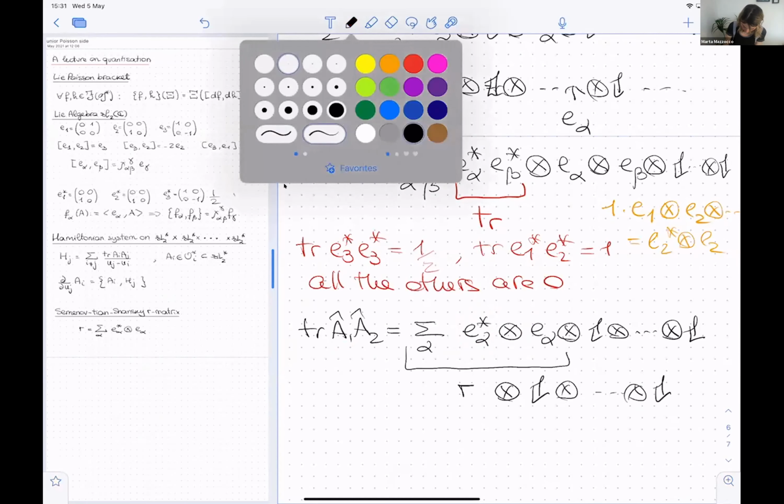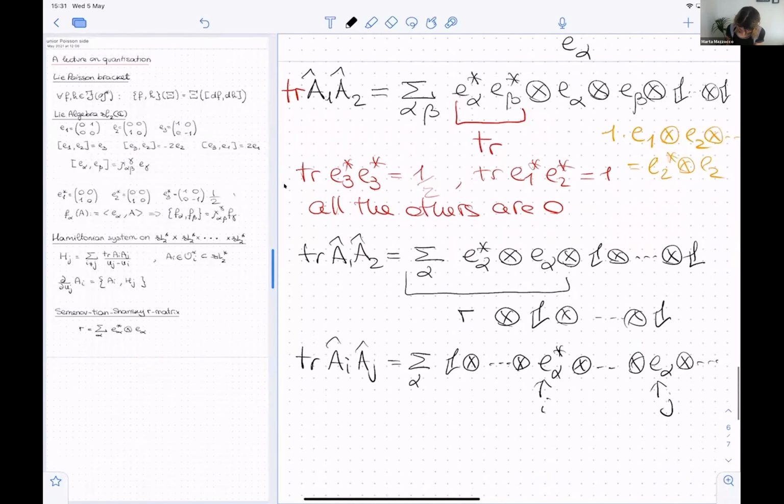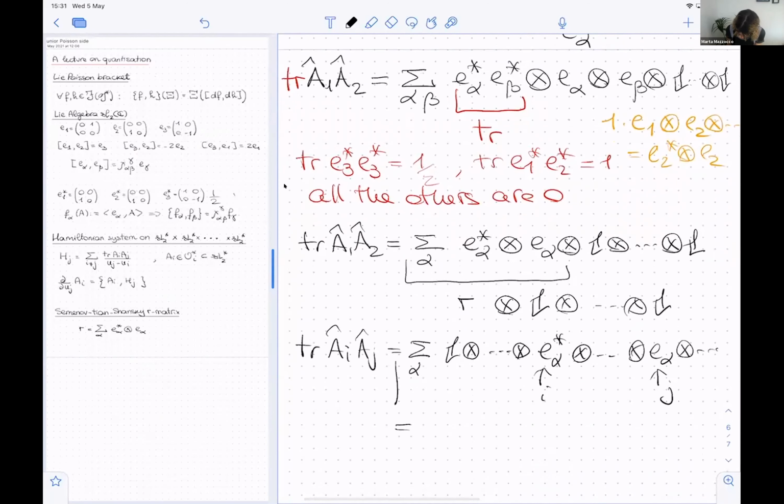So when I do the trace of AI, AJ, what I will find will be the sum over alpha of identity cross, at a certain point I will have an E alpha, I will have some more identities, and at a certain point I will have E alpha, and some more identities. This will be in position I, and this will be in position J. And this is what many people denote by Rij.